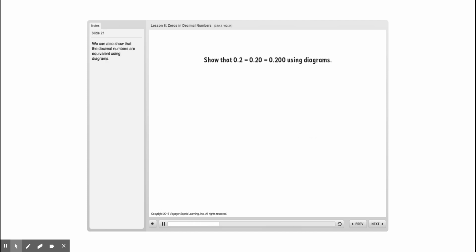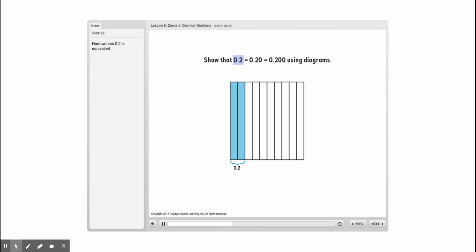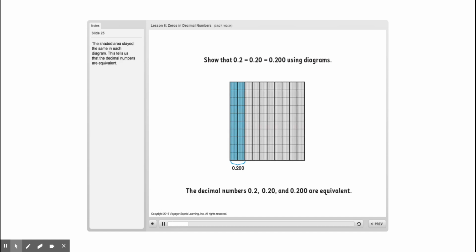We can also show that the decimal numbers are equivalent using diagrams. Here we see 2/10 is equivalent to 20/100 and to 200/1,000. The shaded area stayed the same in each diagram. This tells us that the decimal numbers are equivalent.